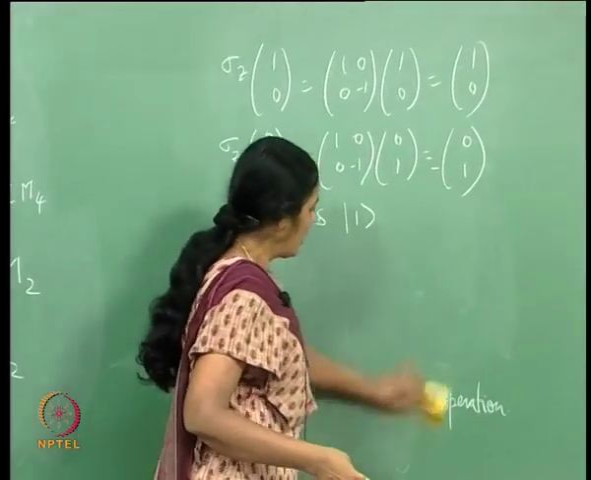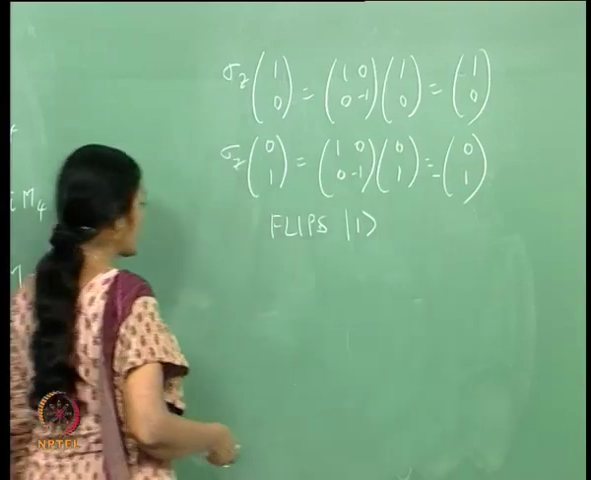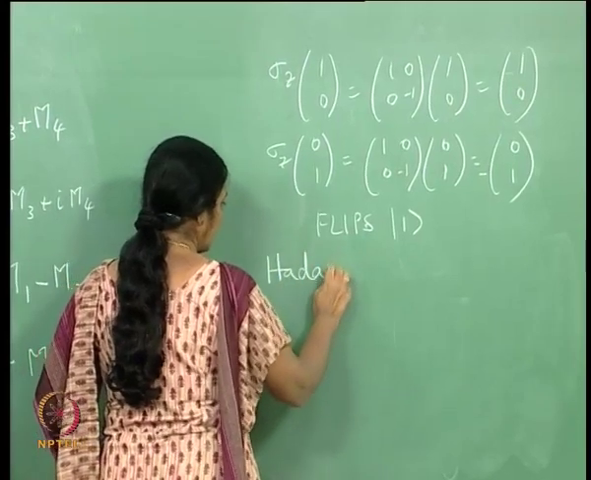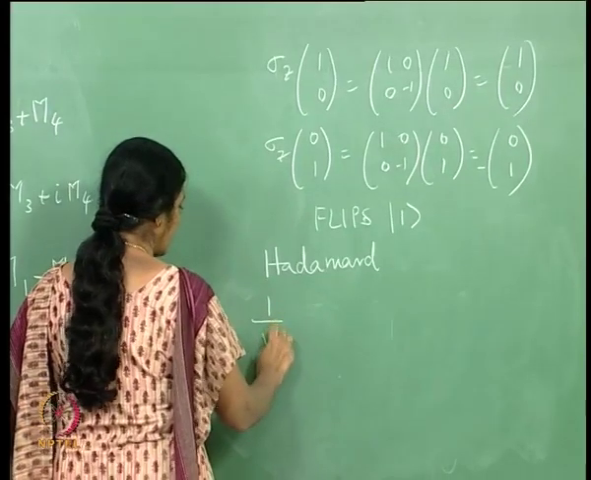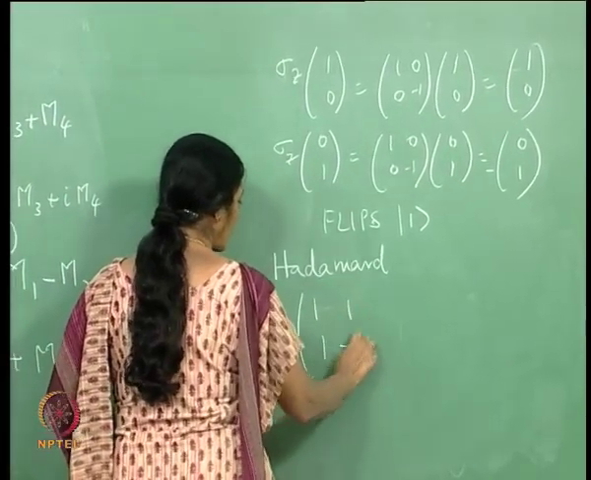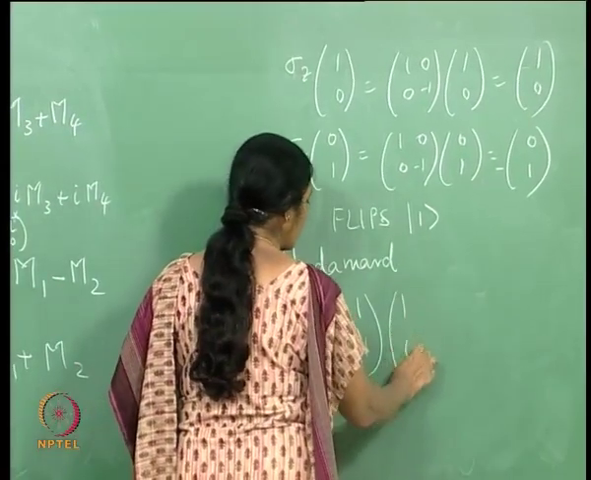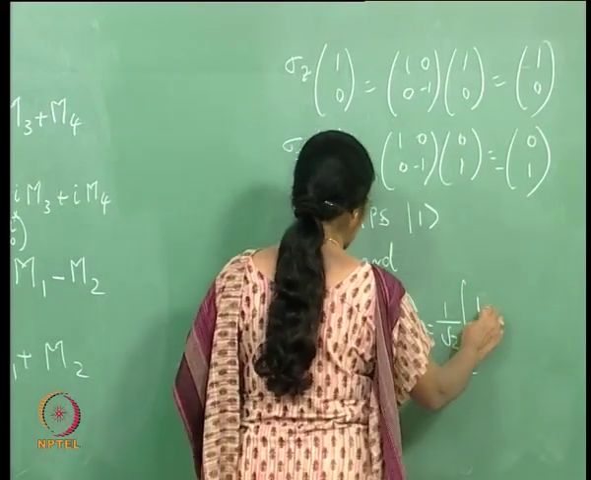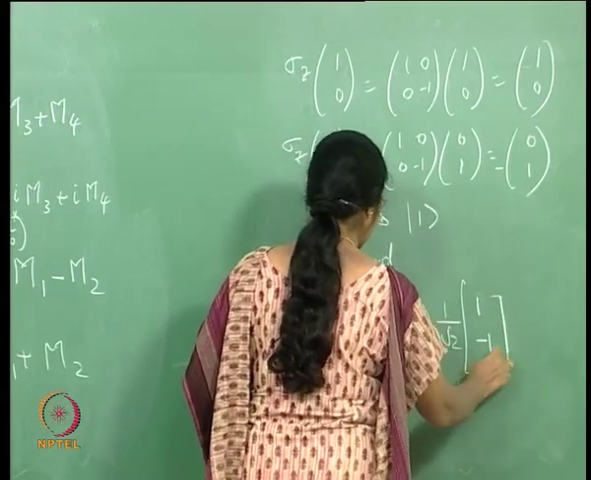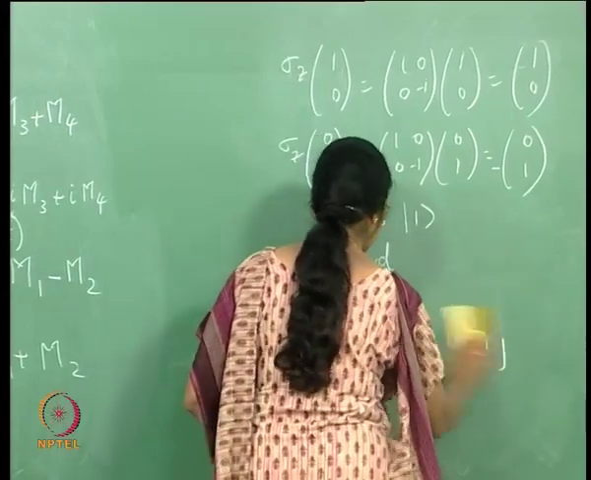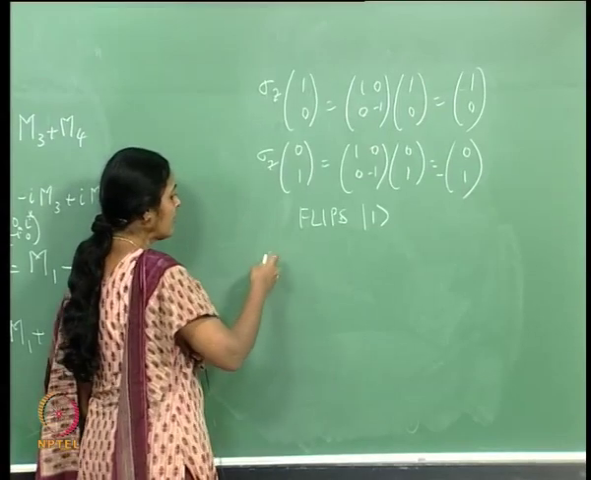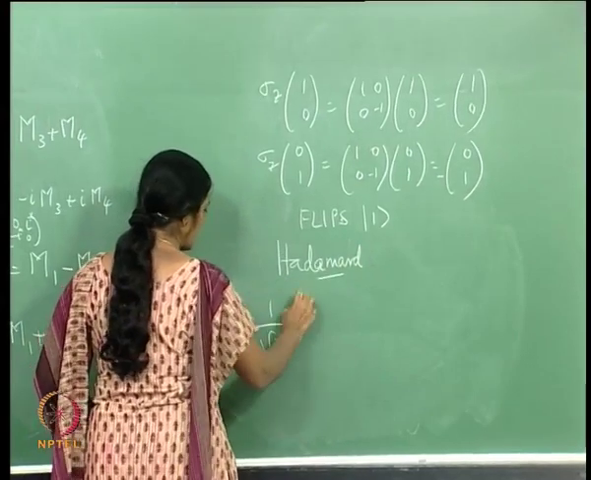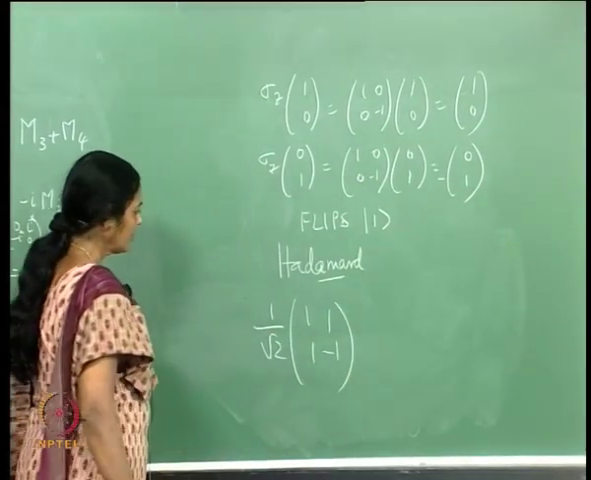To complete the picture, there are of course many important logic gate operations, but right now I'll talk about the Hadamard operation, and that just has 1 by root 2 times (1, 1), (1, minus 1). What would this do to (1, 0)? It just takes it to another state, which is (1, 1). I have the Hadamard operation. The matrix itself is this, and what does it do?